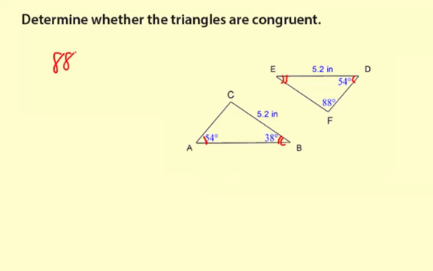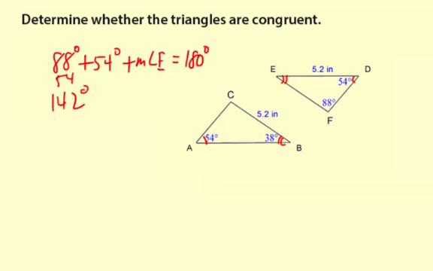We have 88 degrees plus 54 degrees plus measure of angle E equals 180 degrees. So let's go ahead and add 88 degrees plus 54 degrees. That's 142 degrees. So 142 degrees plus the measure of angle E equals 180 degrees. So now let's subtract 142 degrees from both sides.